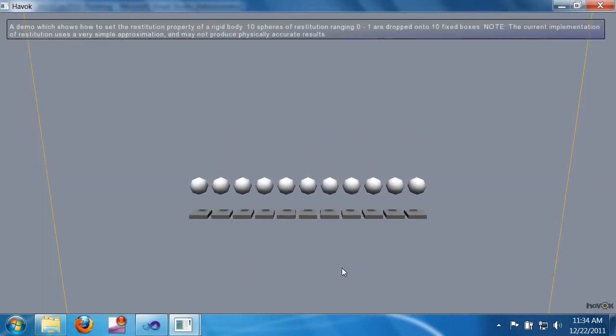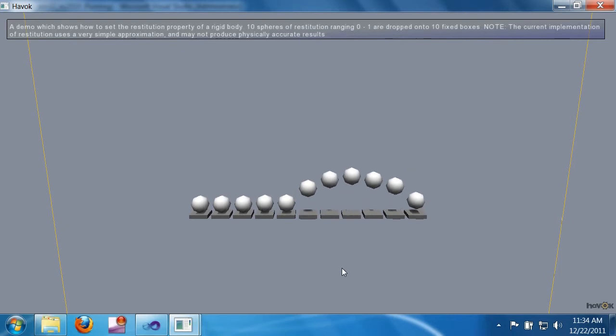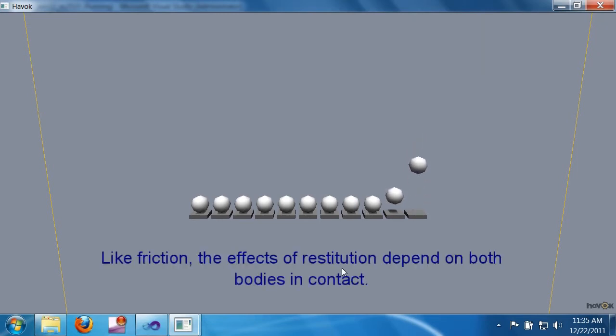Lastly, restitution is another property that affects how bodies behave when they contact each other. When two objects collide, they lose some energy. For example, if you drop a ball on the ground, it won't bounce back up to the same height that you dropped it from because it lost energy when it hit the ground. Restitution controls how much energy is lost. It's normally set to a value between 0 and 1, where higher values mean more energy being preserved.